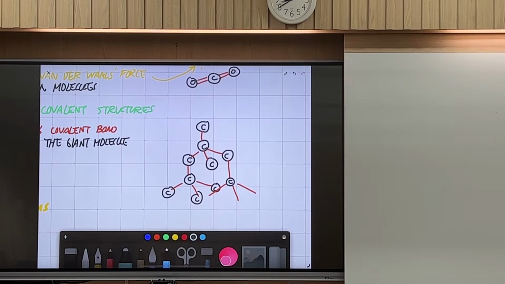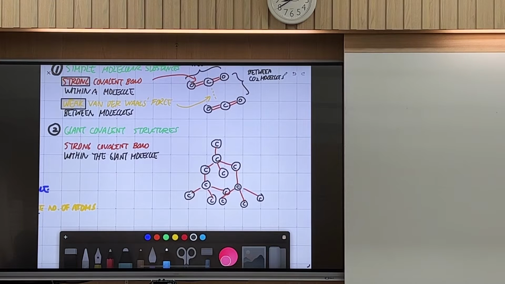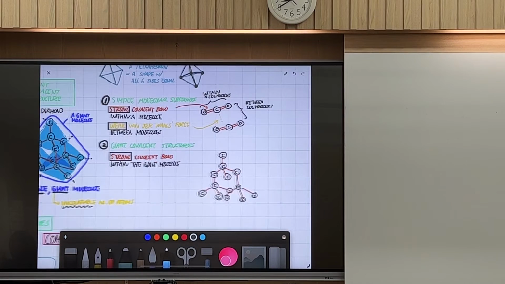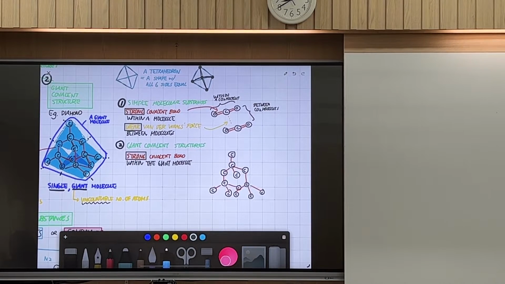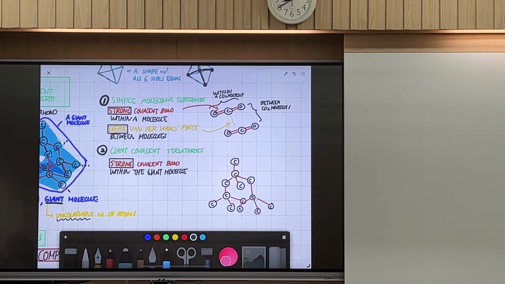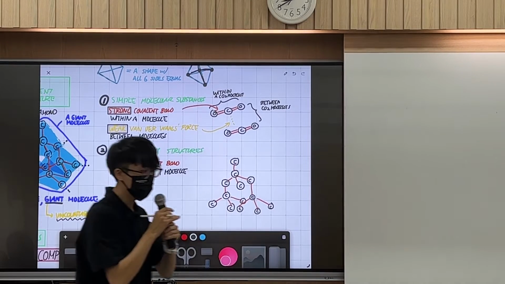So you have a structure that looks like this. This is what giant covalent structure means. There are many, many strong covalent bonds, and you don't see any weak forces between molecules in this example. But later I will show you one giant covalent structure which happens to have weak forces, just like a simple molecular substance.